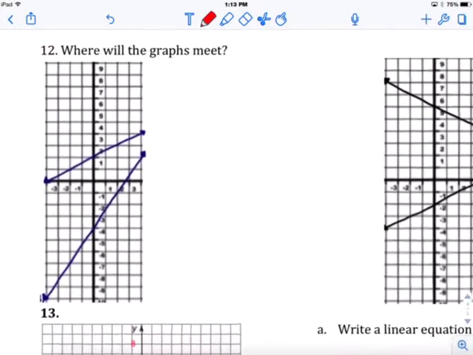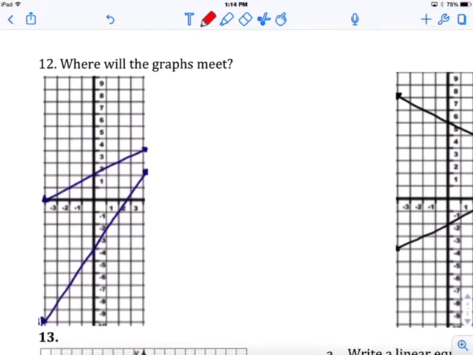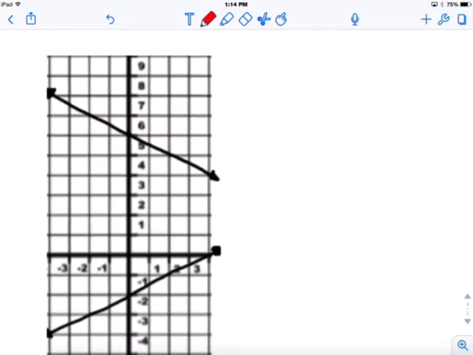Number 12, where will the graph meet? I think I did this one already in one of my classes, so I'll do this one. You need to write the equation of the line. That is 1, 2, 3, 4, 5, 6. You're at positive 6. And going, you put a dot not at 1, at 2, yes. Not at 3, but at 4, yes. Okay, so you're going down 1 over 2, 1 over 2. Down 1 over 2. That's your slope. Make sure you're right there, like that. That's the equation of the line.